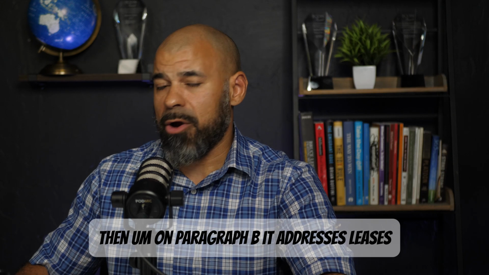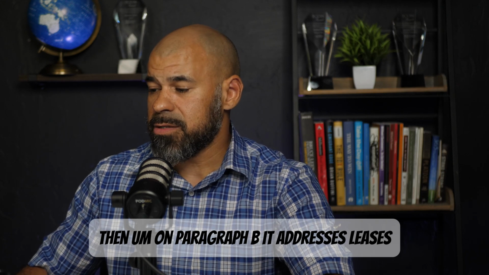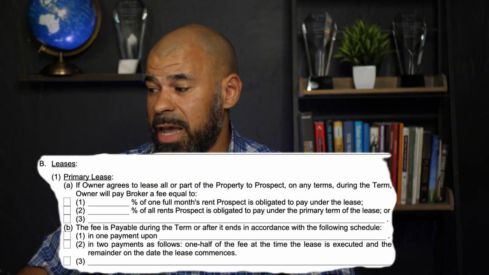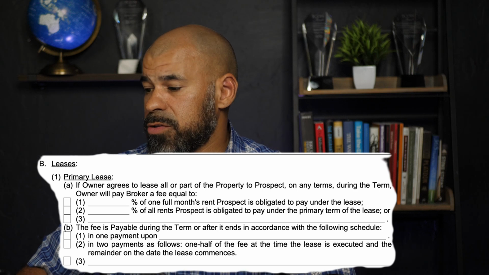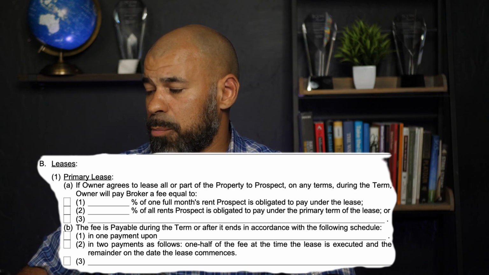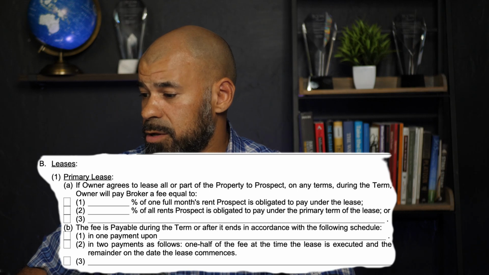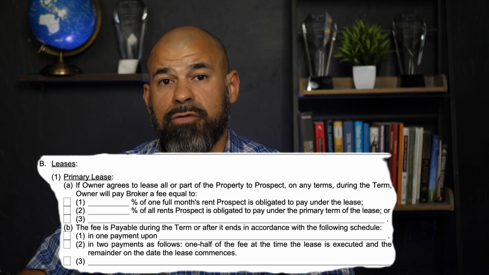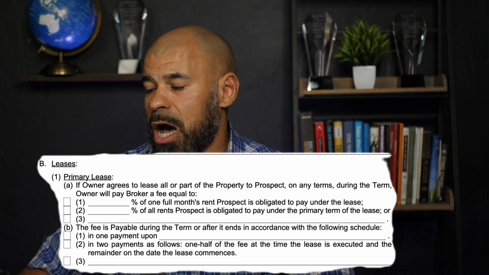Then on paragraph B, it addresses leases. Very similar stuff there. So if owner agrees to lease all or part of the property to prospect on any terms, during the term, owner will pay broker a fee equal to either a percentage of 1 month's rent or percentages of all rents prospect is obligated to pay under the primary term of the lease, or a flat fee. All right, so there's 3 options there.